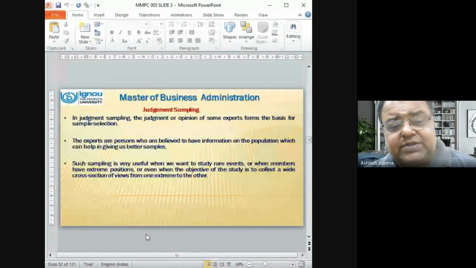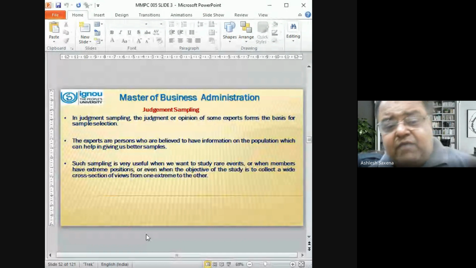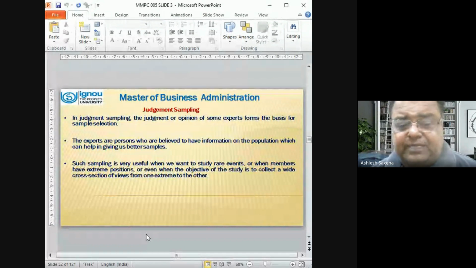The experts are persons who are believed to have information on the population, or even when the objective of the study is to collect a wide cross-sectional view from one extreme to the another.